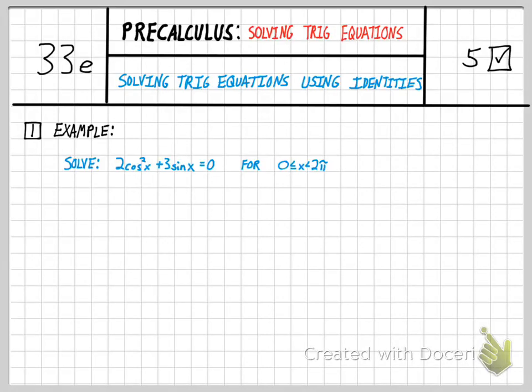Alright, Precalc concept 33E. We're going to now put some different ideas together and we're going to solve some more trig equations. This time we're going to use some of the identities. And remember that you have these identities on your toolkit sheet. Let's start off with an example.